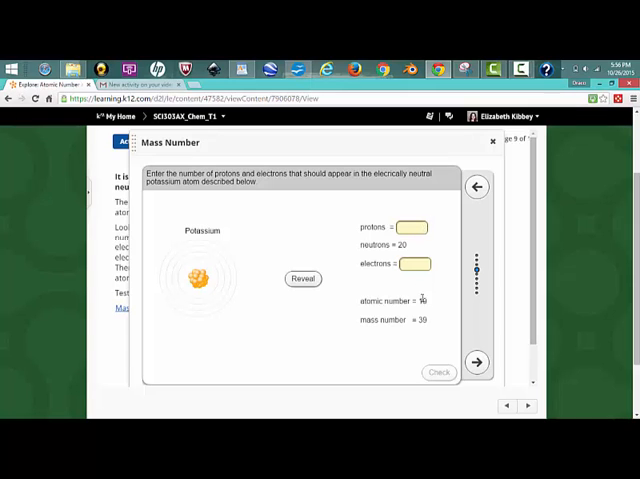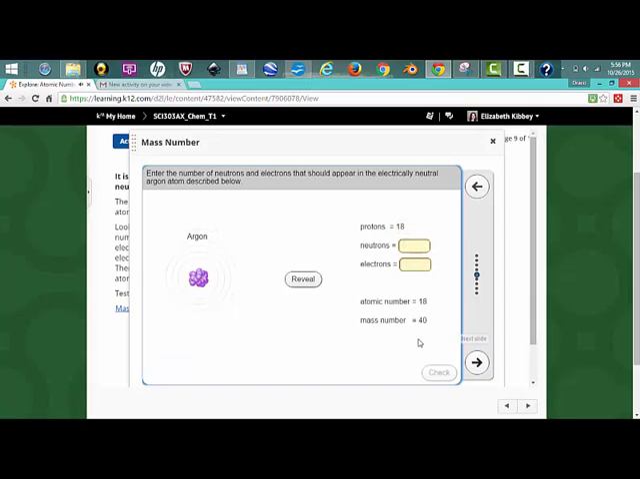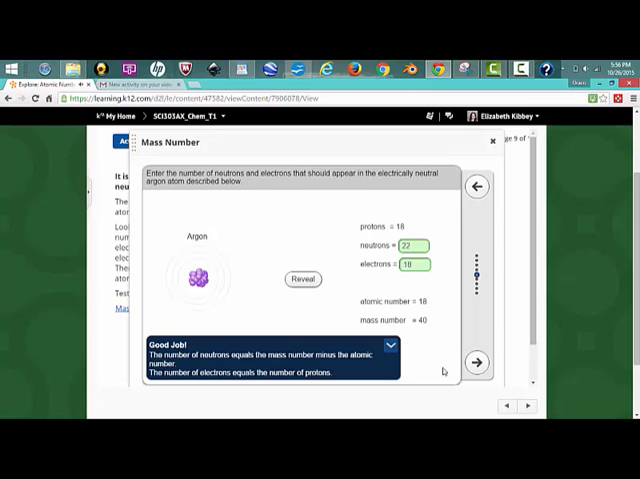Now, protons and electrons. Looking at the atomic number, we see that the atomic number is 19, where the protons equal 19 and the electrons equal 19. Now, looking at neutrons and electrons, the protons equal 18, so does the atomic number, so we know that electrons equal 18. Now, the mass number is 40 minus 18. So all you have to do is subtract 18 from 40, and that gives you 22. So the neutron number would be 22.